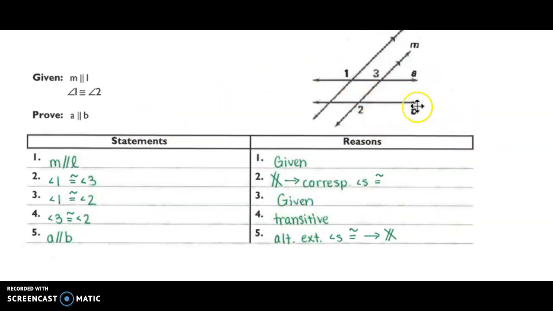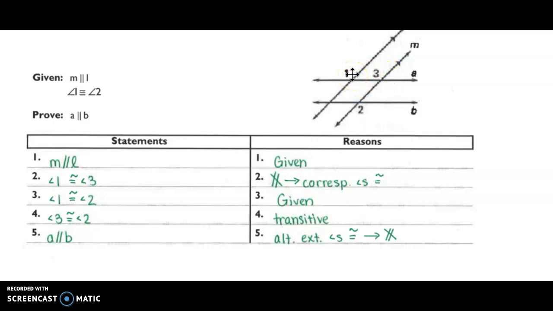Okay, prove that lines A and B are parallel. That's what you're trying to prove. Well, in order to do that, you have to show probably a relationship of these angles being congruent. You're given that these two diagonal lines are congruent, M and L. And line A is the transversal for M and L, and so therefore angle 1 is congruent to angle 3 in statement 2 because they are corresponding angles. All right.